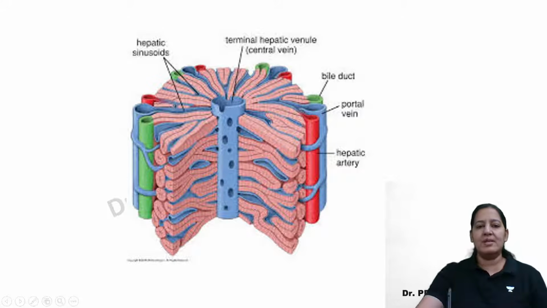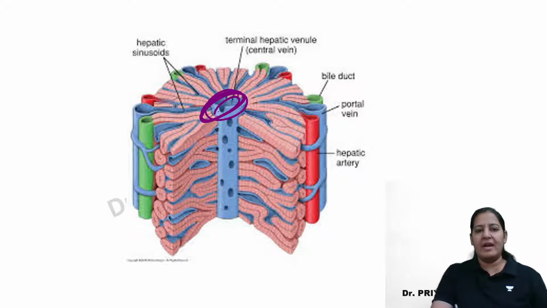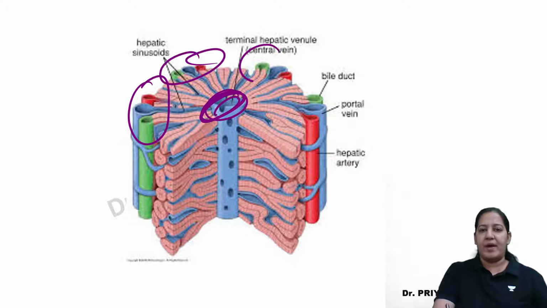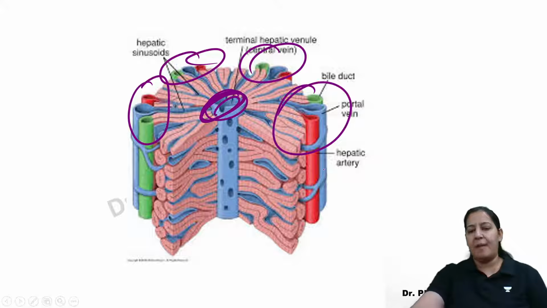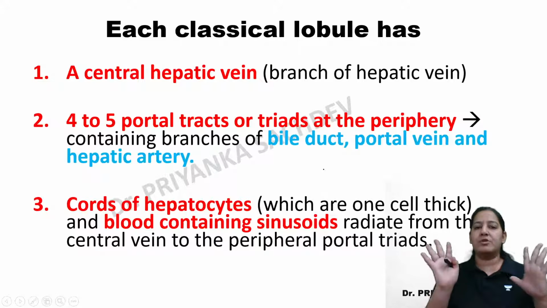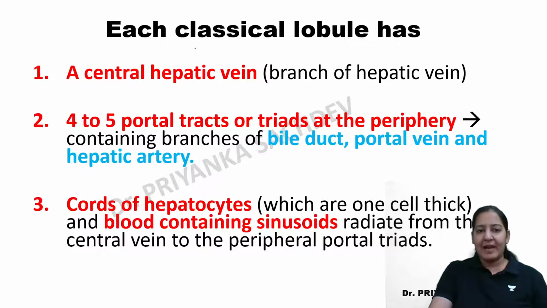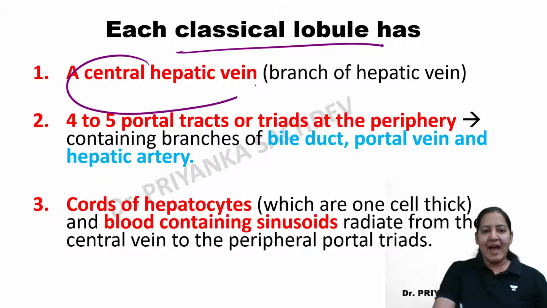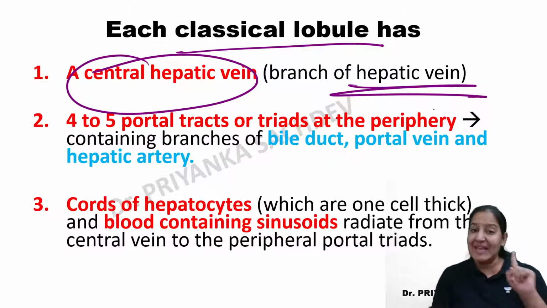So here also in this diagram, you can see here is the central vein and at the periphery, these are the portal triads. Appreciate the portal triad. Appreciate the portal triad. So what is the classical lobule? In a classical lobule, the center have the vein, hepatic vein, that is central vein.